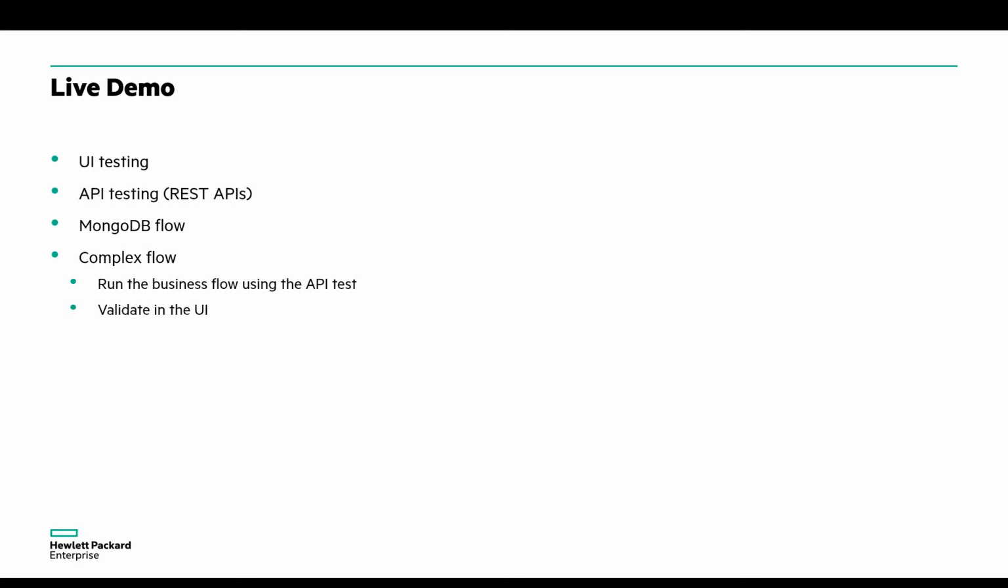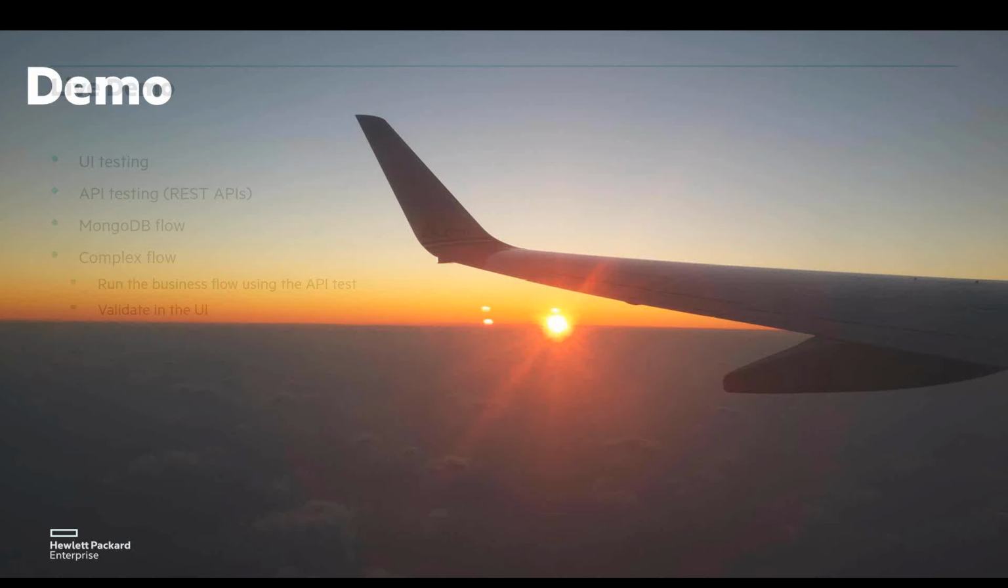So this was the demo. We showed a Node.js application that exposes two REST API methods and connects to a MongoDB. We showed the basic UI testing flow. We then went on to the API testing flow and showed how you can access MongoDB in UFT using a utility called Mongo Export. And then we finished with a complex flow where I ran the business flow with the API testing and completed the validation with the UI testing. So this concludes our demo.